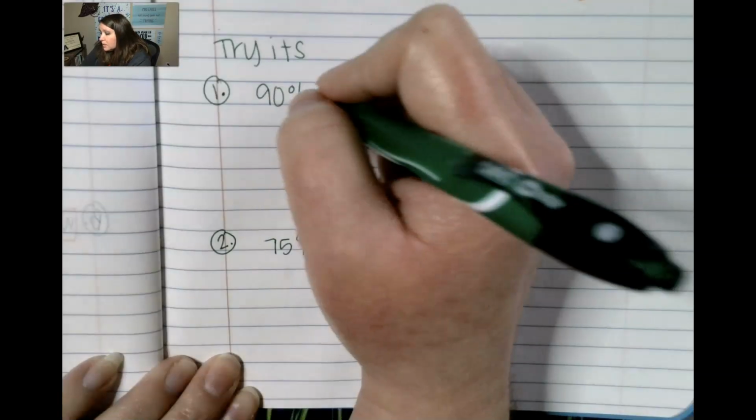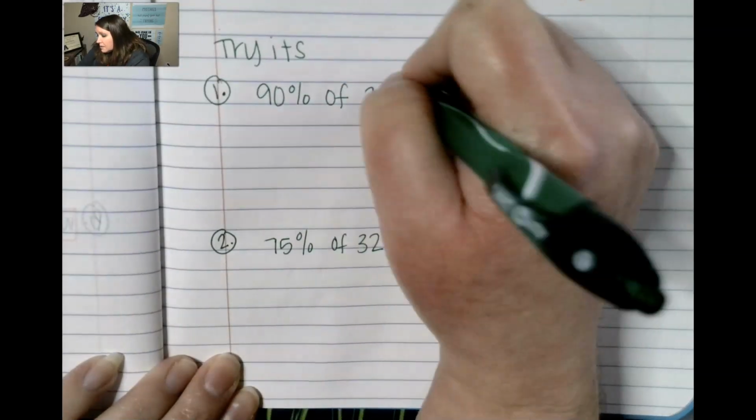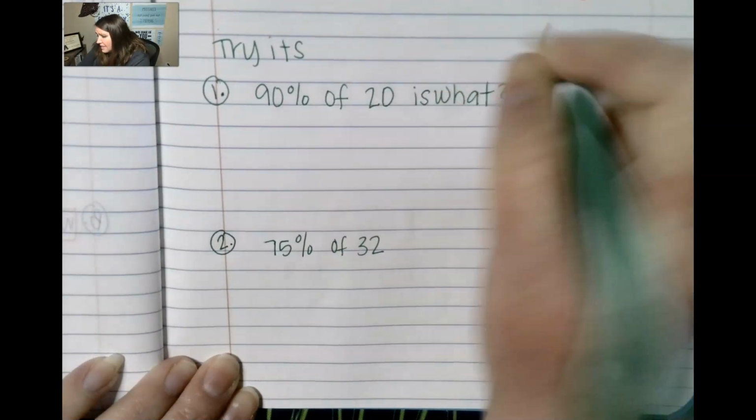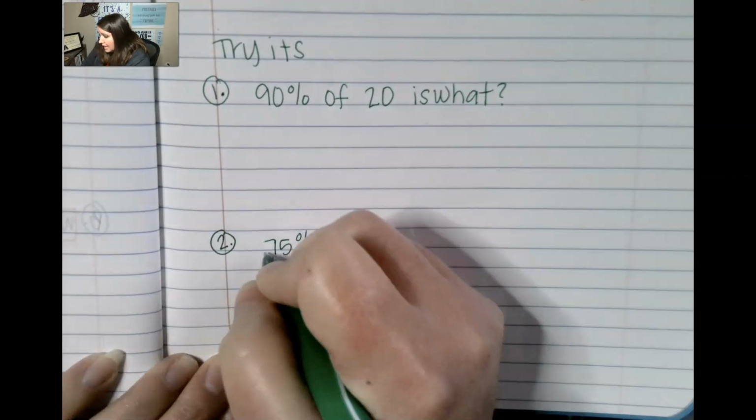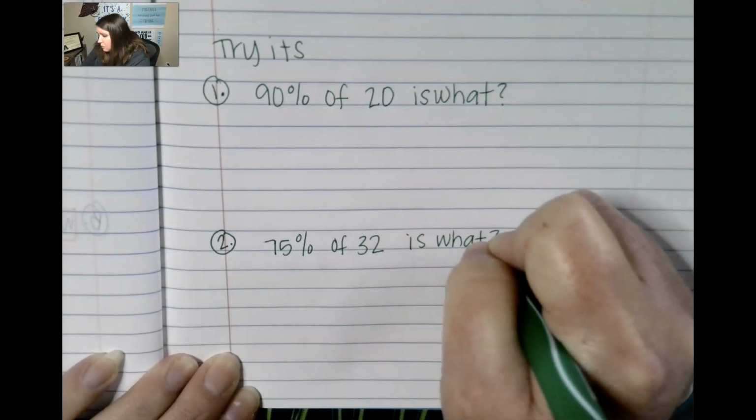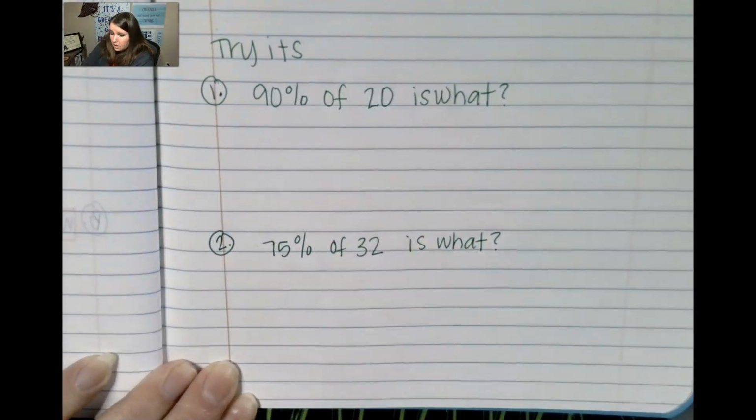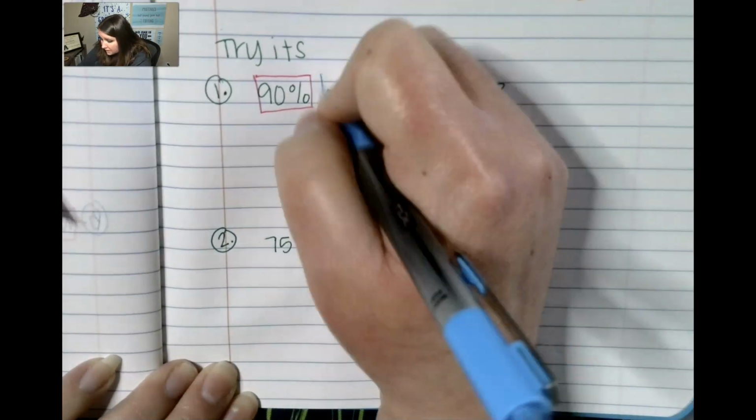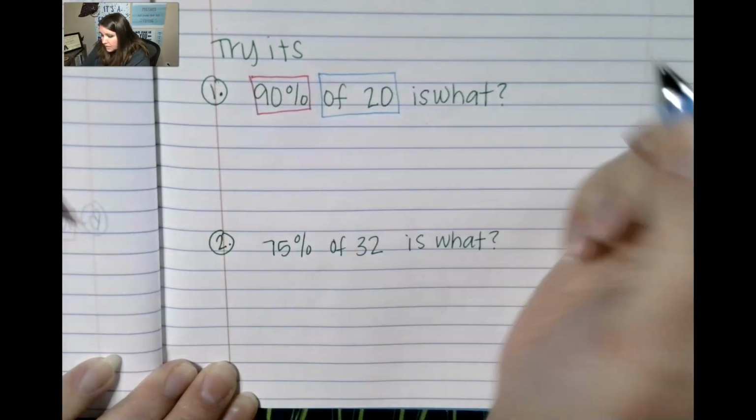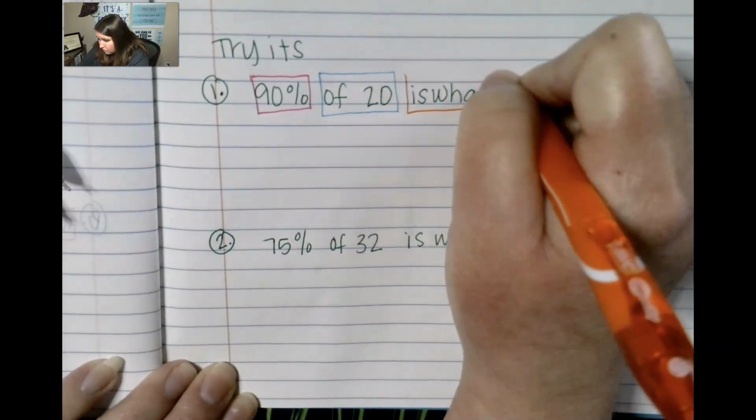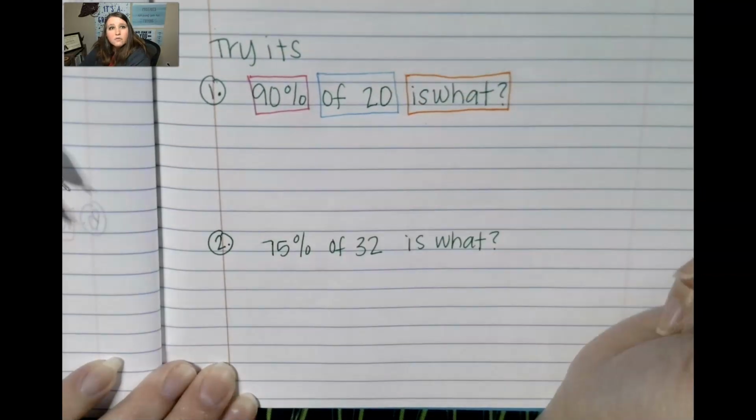All right, so 90% of 20. I'm just going to add in here, is what? We don't know. So we're going to add the is because we don't know. That tells us that we need the X on there. Okay, so we're going to just box up this problem. 90% of 20. Put those together. Is what? We don't know. We're going to solve for the what.